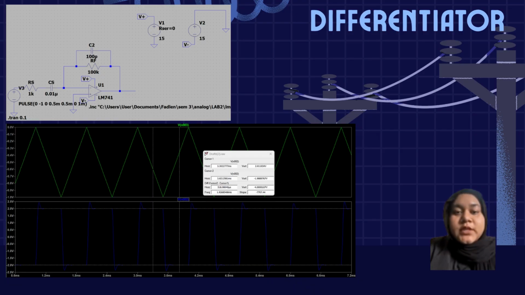For the differentiator circuit, the comparison of expected and observed result is: the expected output was a waveform proportional to the derivative of the input signal. Example, a square wave for a triangular input. Then, the observed output reflects the derivative but contains high frequency noise and slight waveform distortion compared to the ideal case. High frequency noise was amplified because the differentiator inherently boosts higher frequencies.